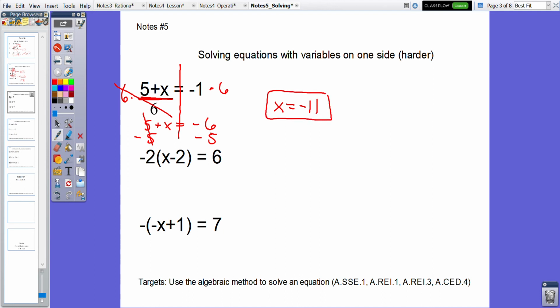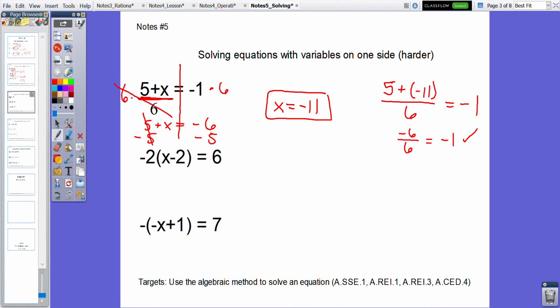And I can verify that by plugging it into my original equation. Let's just double check that. So I'm left with 5 plus -11, divided by 6. And we're testing to see if that's equal to -1. So 5 plus -11 divided by 6. 5 plus -11 is -6. -6 divided by 6 is -1. It checks out.